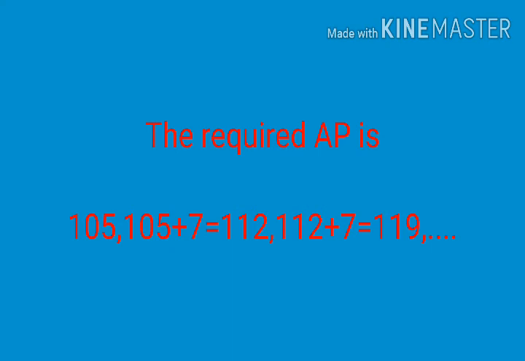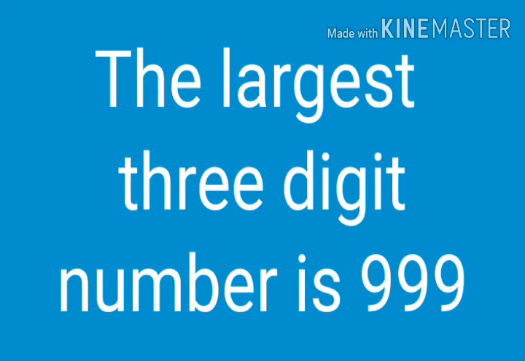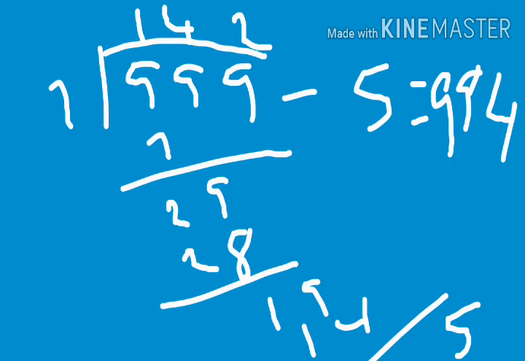Okay. Then we need to get the last term or last 3-digit number that is divisible by 7. For getting that, we can take the largest 3-digit number. Which is the largest 3-digit number? 999. So we need to divide 999 by 7. Then we get the quotient as 142 and the remainder is 5. For getting the last number, we can directly subtract that remainder. So here 999 minus 5 equals 994.